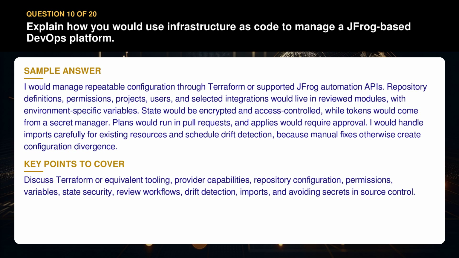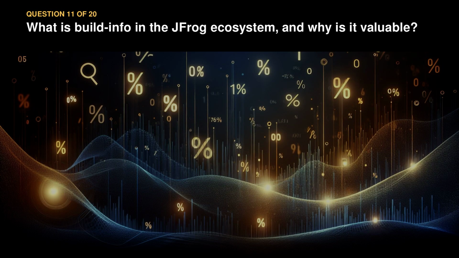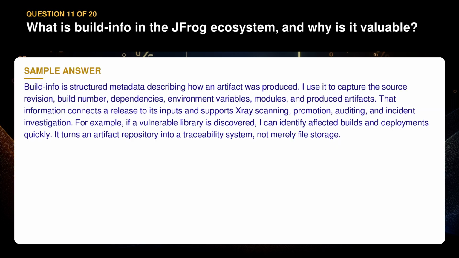Discuss Terraform or equivalent tooling, provider capabilities, repository configuration, permissions, variables, state security, review workflows, drift detection, imports, and avoiding secrets in source control. Question 11. What is build info in the JFrog ecosystem, and why is it valuable? Build info is structured metadata describing how an artifact was produced.